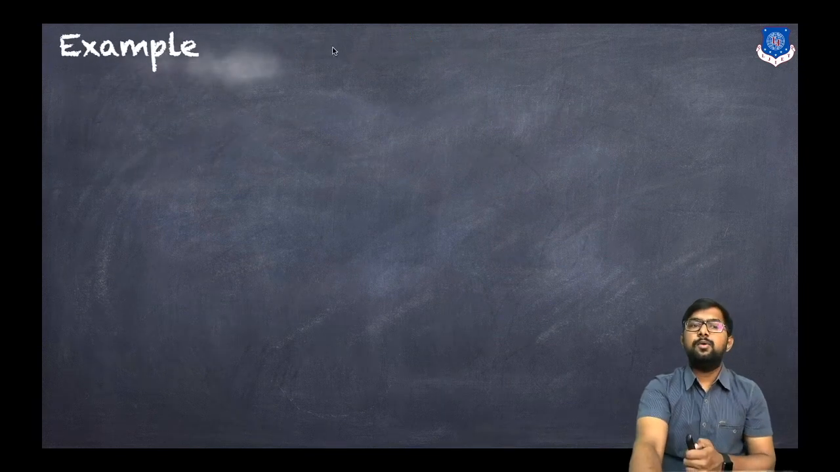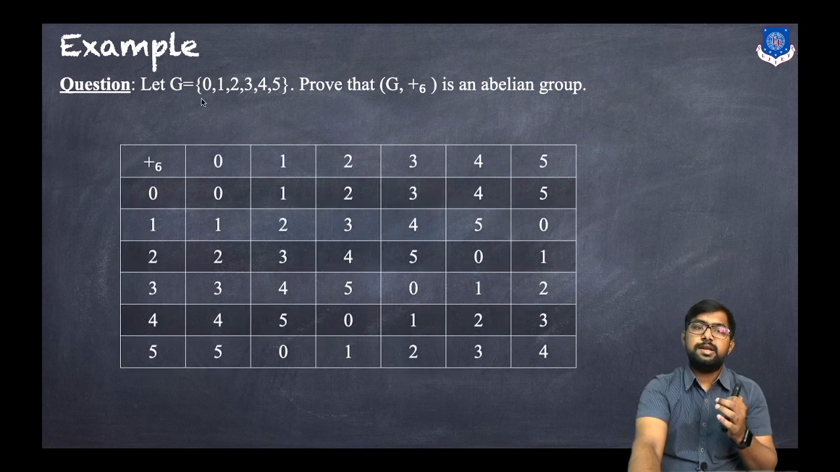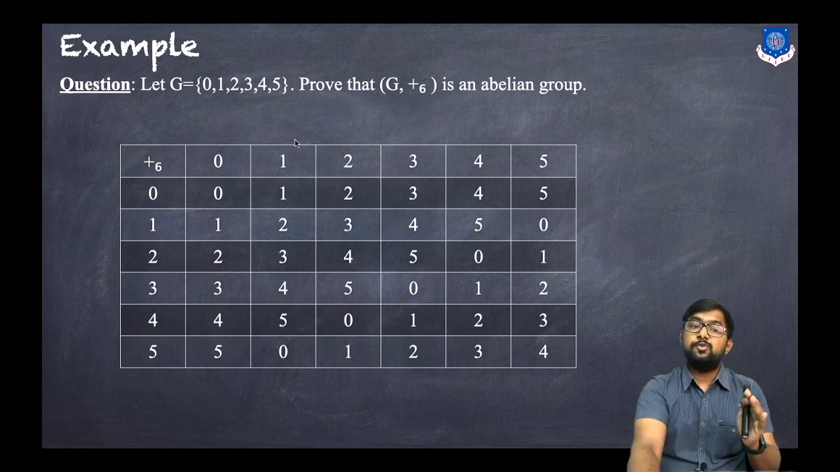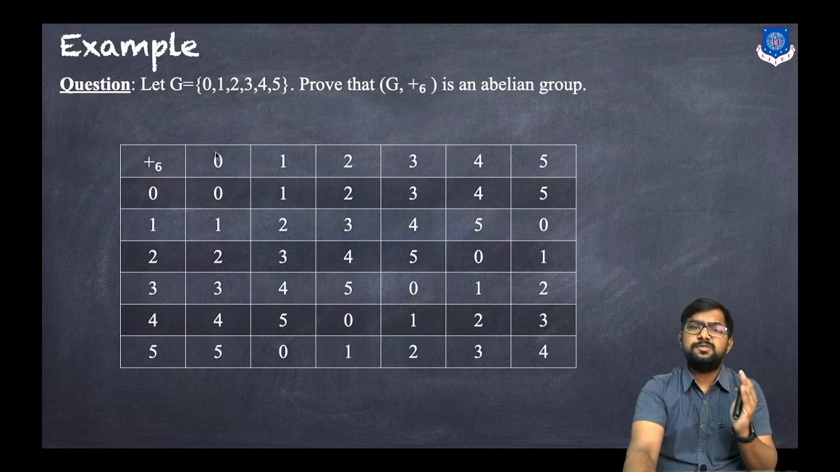Okay, now let us discuss an example. Let G = {0, 1, 2, 3, 4, 5}, then prove that (G, +₆) is an abelian group. Now +₆ means addition modulo 6. So first we need to find the whole table, the whole addition modulo table. For +₆ we have elements from 0 to 5, so in the column it will be 0 to 5 and in the row it will be 0 to 5.